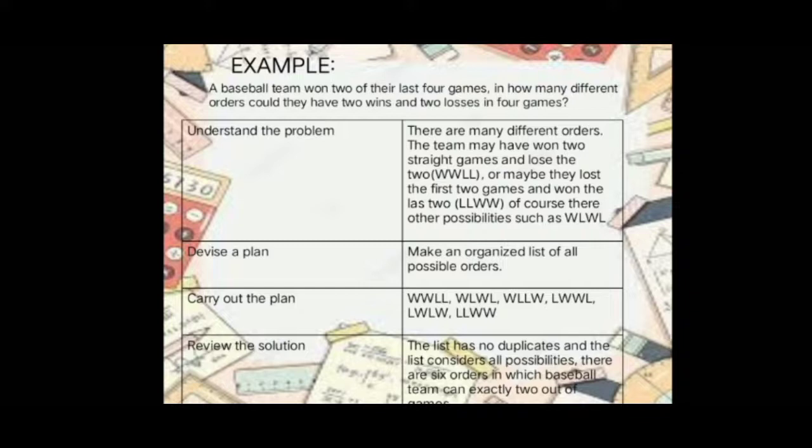The devised plan of this example is to make an organized list of all possible orders. When carrying out the plan, you should know the patterns, which are win-win, loss-loss, win-loss, win-loss-loss, win, loss-win, win-loss, loss-win, loss-win, loss-loss, win-win. In reviewing the solution, the list has no duplicates and considers all possibilities. There are 6 orders in which the baseball team can win exactly 2 of the last games.